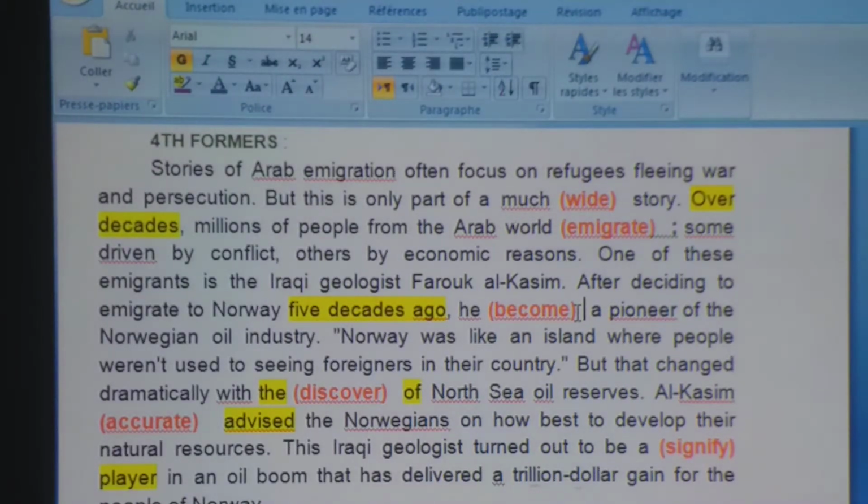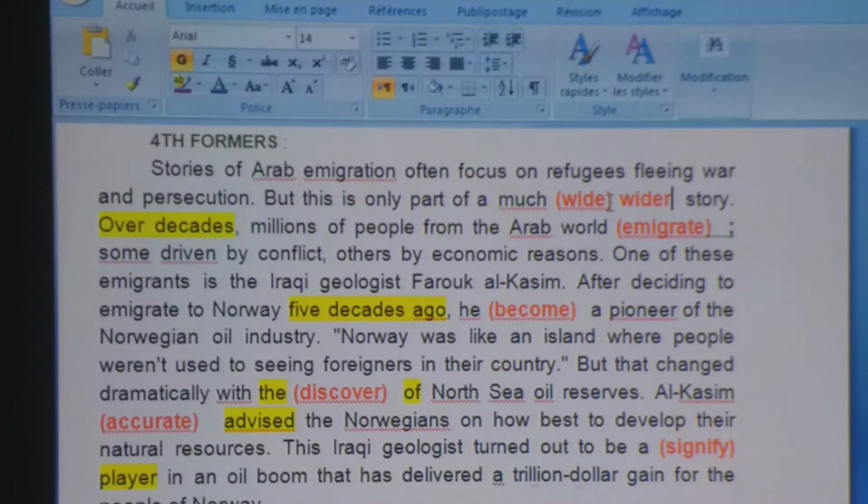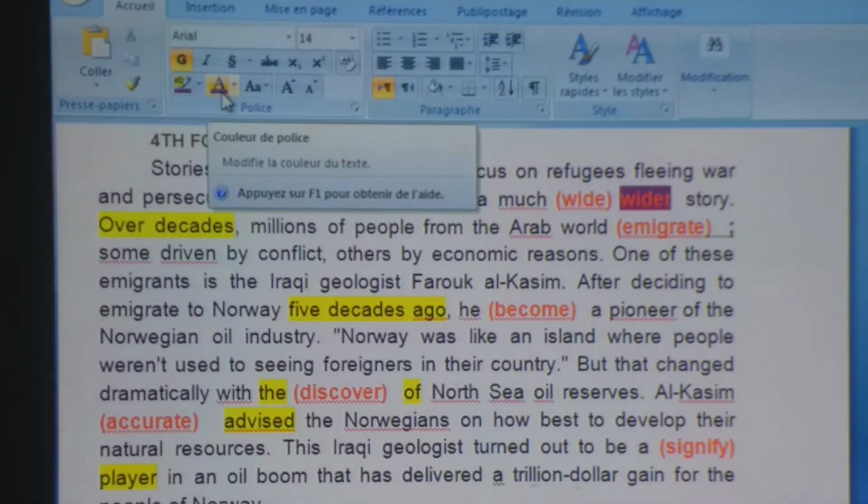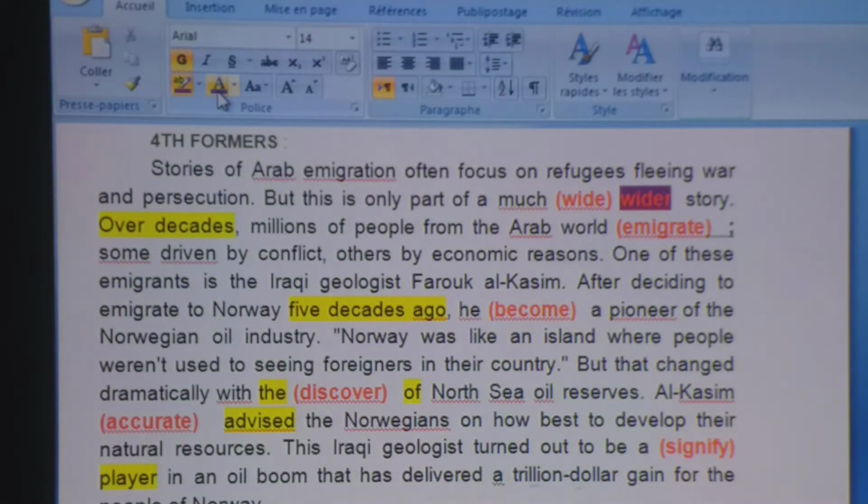So here what am I supposed to use? I'm supposed to use the comparative of the word wide. So first of all, before using the comparative, I'm supposed to know whether wide is a short adjective or a long adjective. Wide is a short adjective, so I just write wider. So the comparative is wider. Good. So wider is the correct answer.